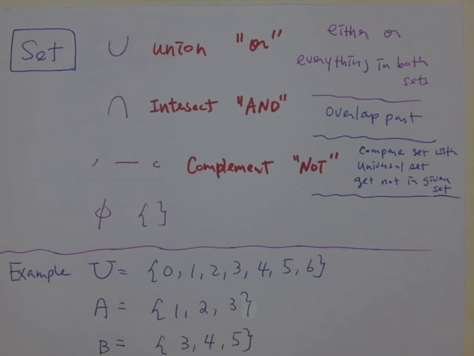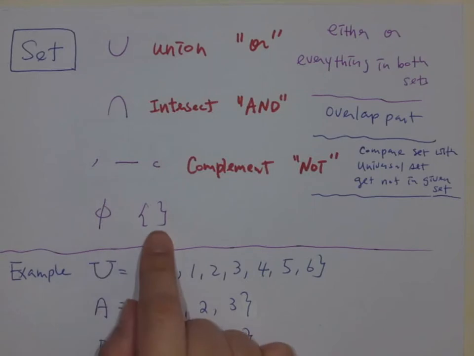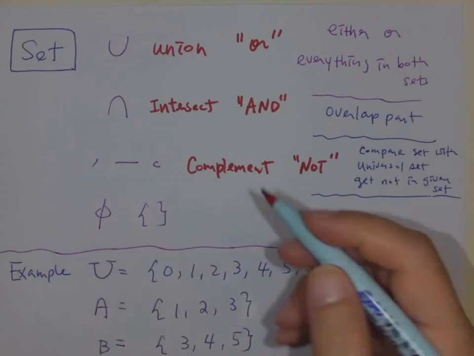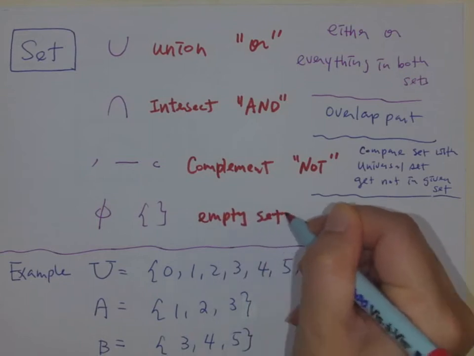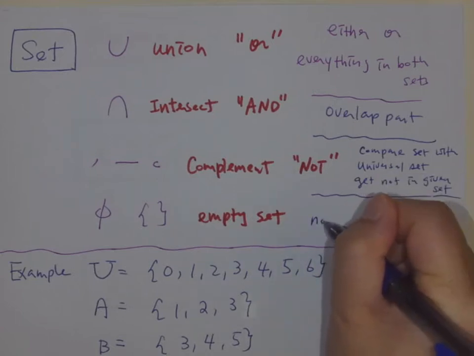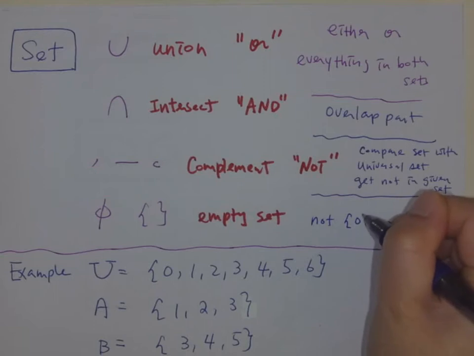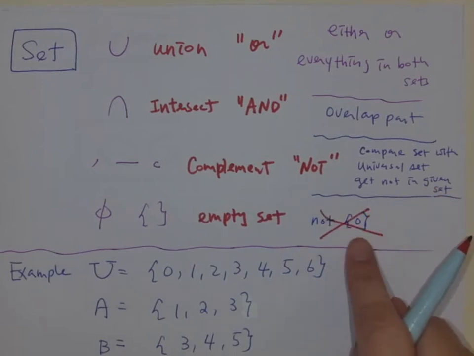Okay, the last one, a little circle with a slash, is called the empty set. The empty set is a set with nothing in it. One common mistake is people put 0 as the empty set, which is not correct. If you put a 0 there, it means you have an element that is 0.